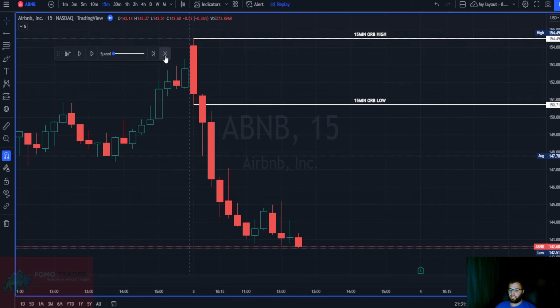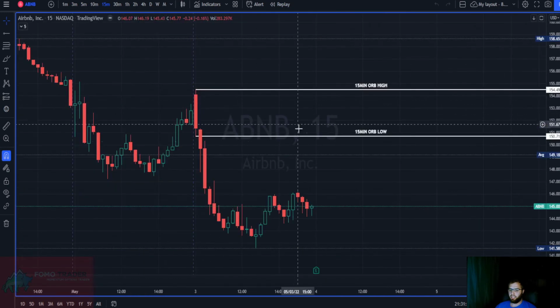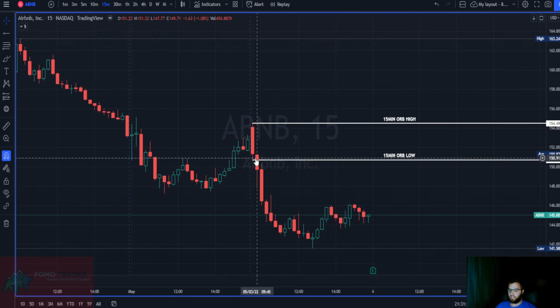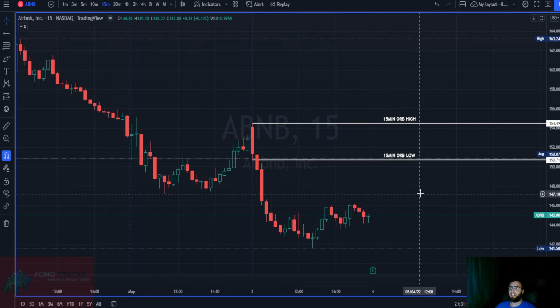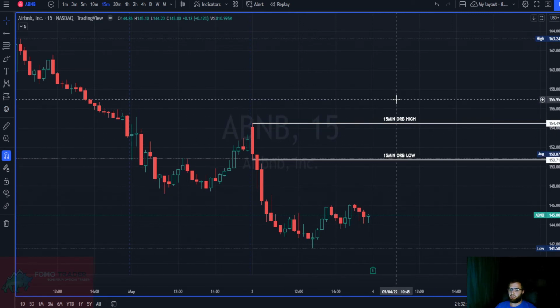So I'm going to stop it right here and close the replay. And if we go back and look, if we would have taken a break here at 150.71 and went short or entered puts, the price ran all the way down to the low of this candle, which is 141.58. So that right there is almost a $9 move, 150.71 to 141.58. So that would have paid really well if you took this trade.